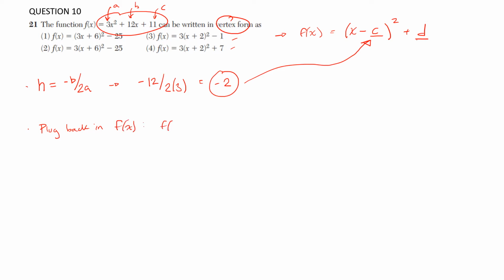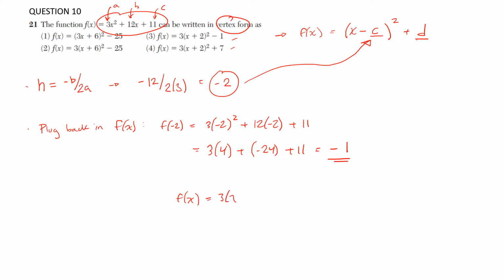So what we're going to do is f of -2 equals 3 times -2 squared plus 12 times -2 plus 11. When we solve this out, we get 3 times 4 plus -24 plus 11. When you solve that out, you will get -1 as that coefficient d. So the final answer should be f of x equals 3 times x plus 2 squared minus 1, right? Because that 3 is from our coefficient 3 there. That gives us our final answer, choice 3.